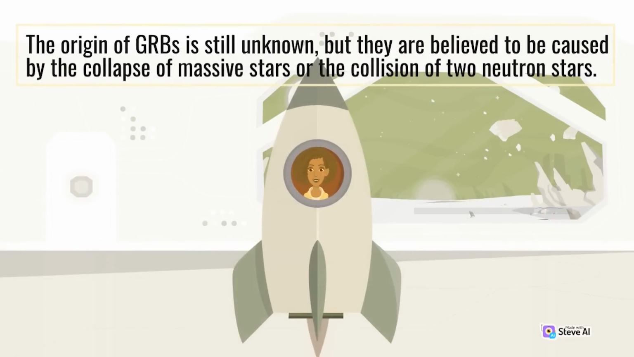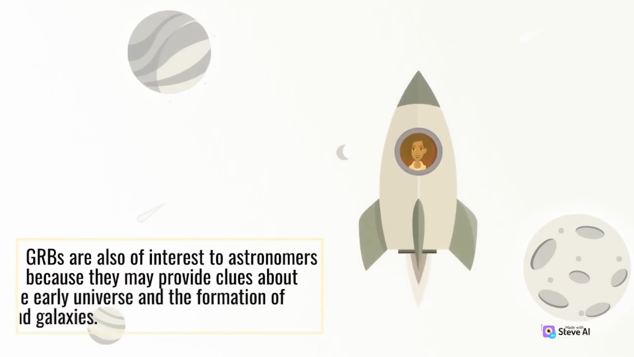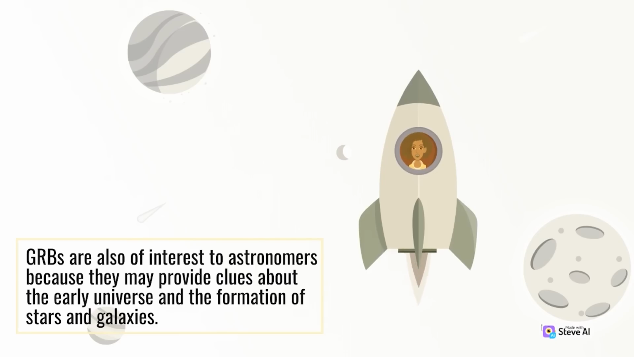The origin of GRBs is still unknown, but they are believed to be caused by the collapse of massive stars or the collision of two neutron stars. GRBs are also of interest to astronomers because they may provide clues about the early universe and the formation of stars and galaxies.